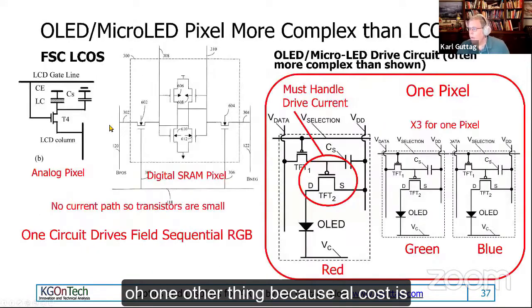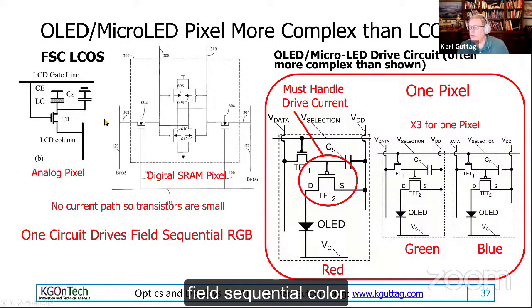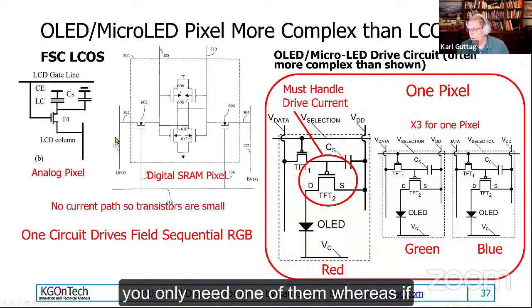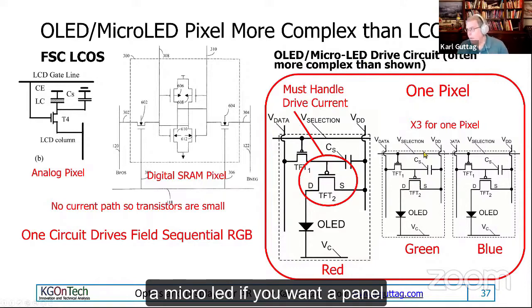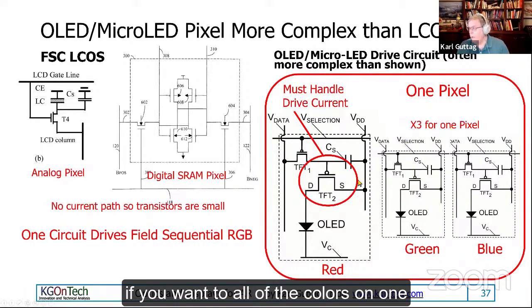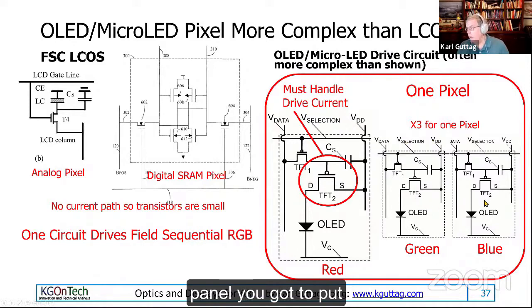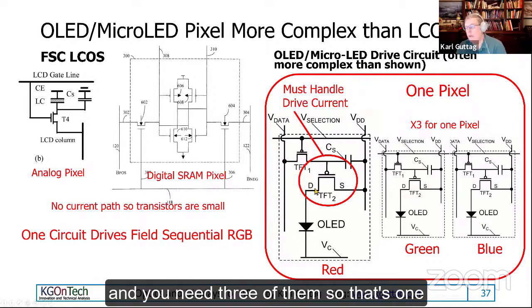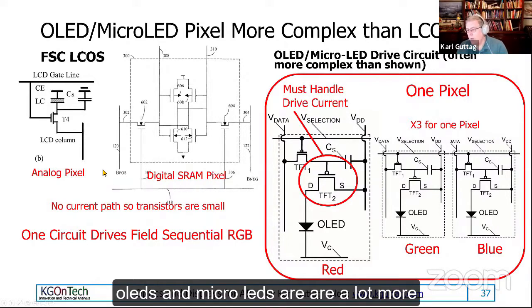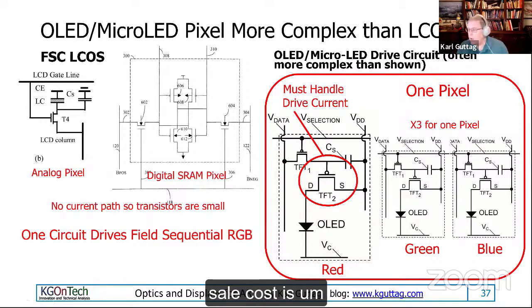Oh, one other thing. Because LCOS is field sequential color, you only need one of them. Whereas if you're going to go with a micro LED, if you want all of the colors on one panel, you've got to put 3 sets. So it's more complicated and you need 3 of them. So that's one of the reasons why OLEDs and micro LEDs are a lot more expensive than, say, LCOS is.